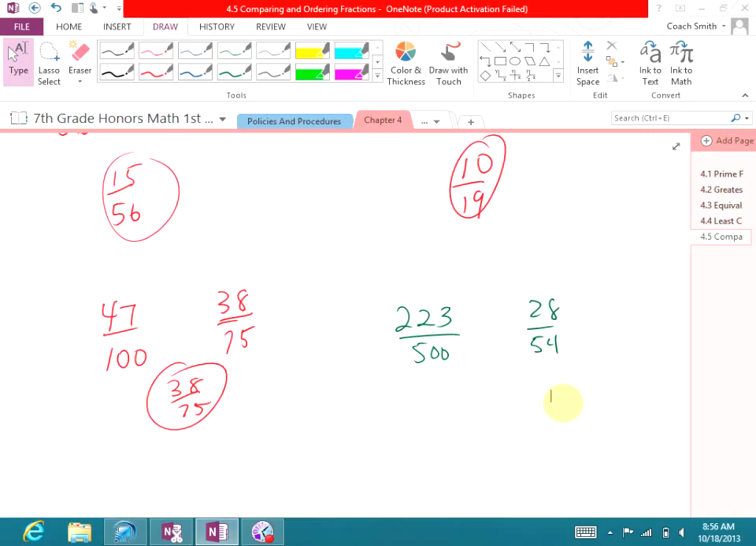Derek, why is it 28 over 54? All right. What is half of 500? 250. So 223 is a lot less than 250. Half of 54 is 27. 28 is more than 27, so that's more than a half. So the 28 over 54 then is your fraction that is greater.